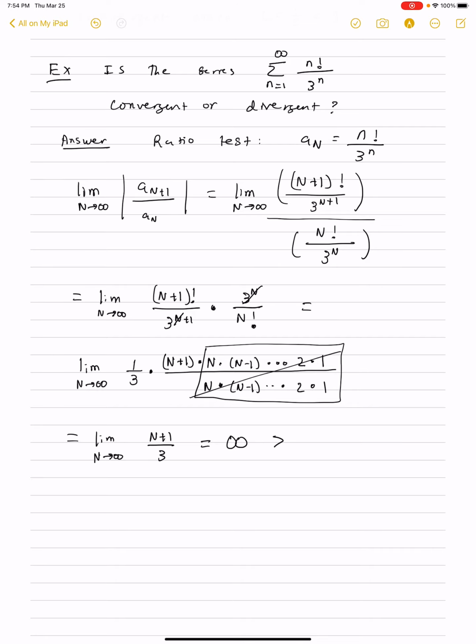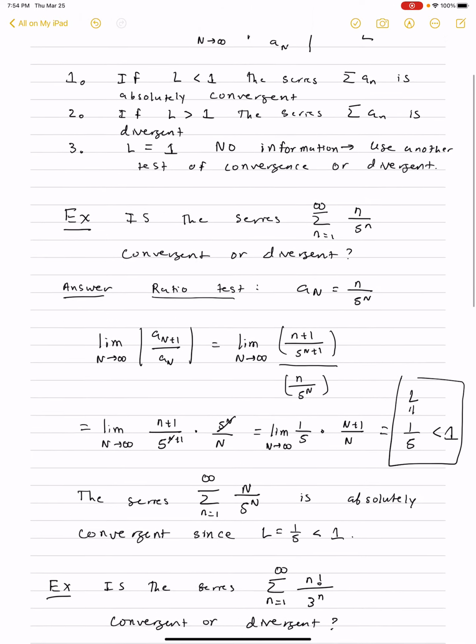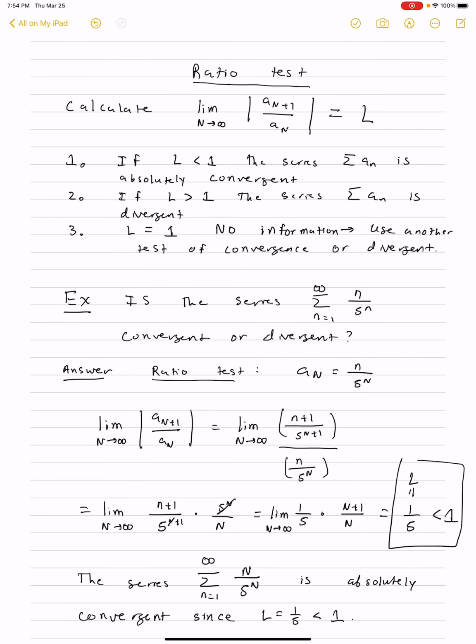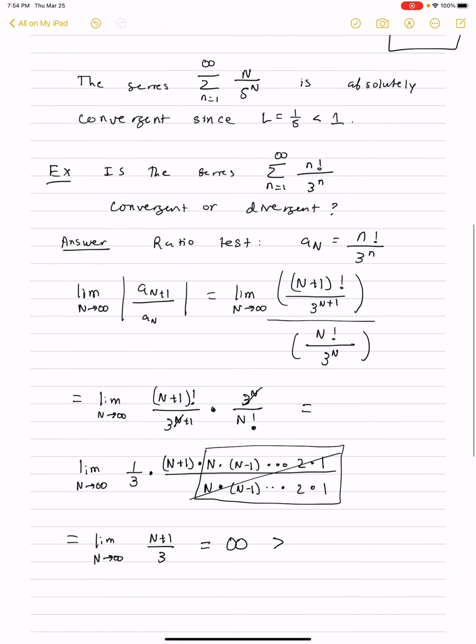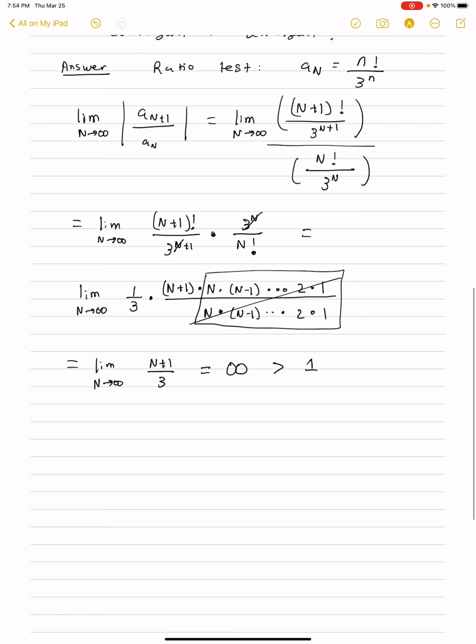And since this is, we need to go back to our cases. Since this is bigger than 1, it falls in case 2 here. Okay, bigger than 1, so divergent. Okay, so the series is divergent by the ratio test.